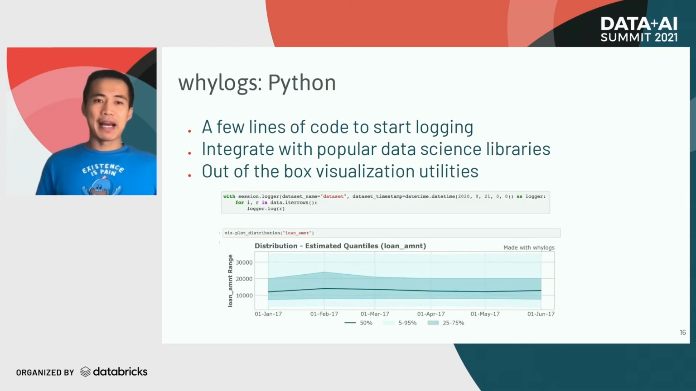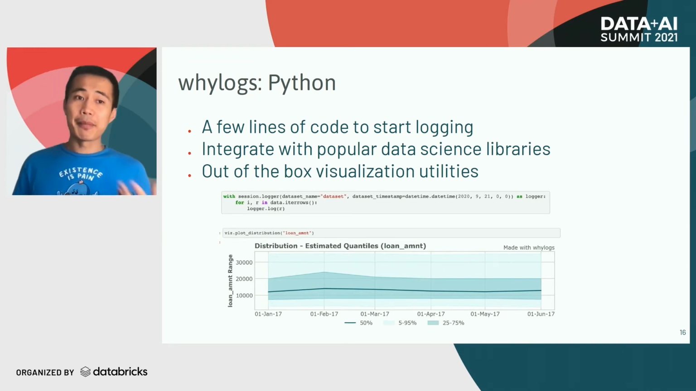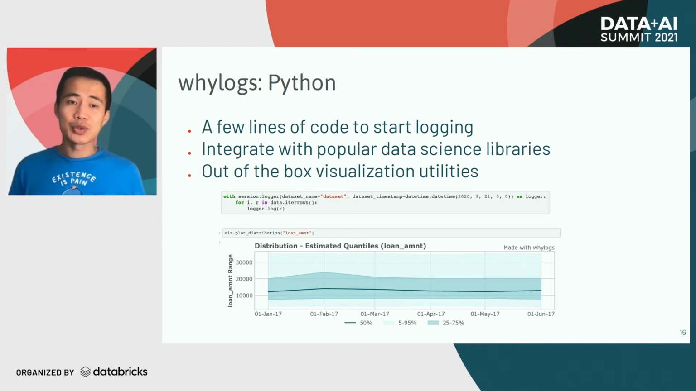Whylogs in Python is a very common use case. This is a very easy way to try out the library because you only need a few lines of code to start logging. And the nature of Python is that you have the Jupyter Notebook environment in which you can just pip install it and get a sense of how the library operates. It comes with out-of-the-box visualization utilities so that you can quickly gain insight into your data.